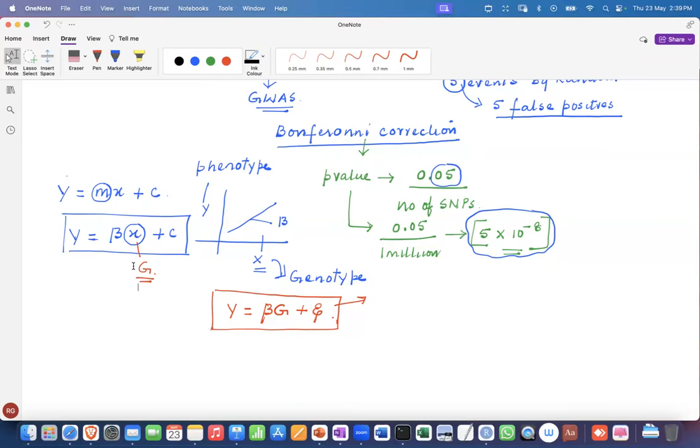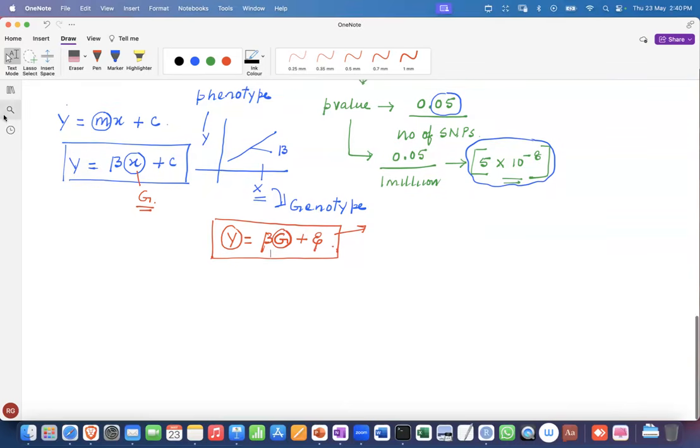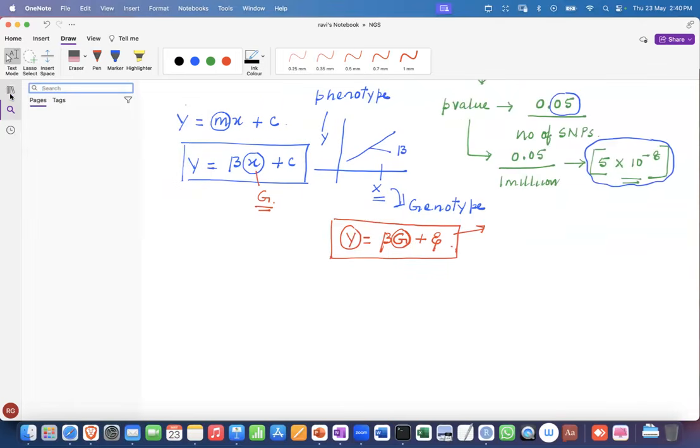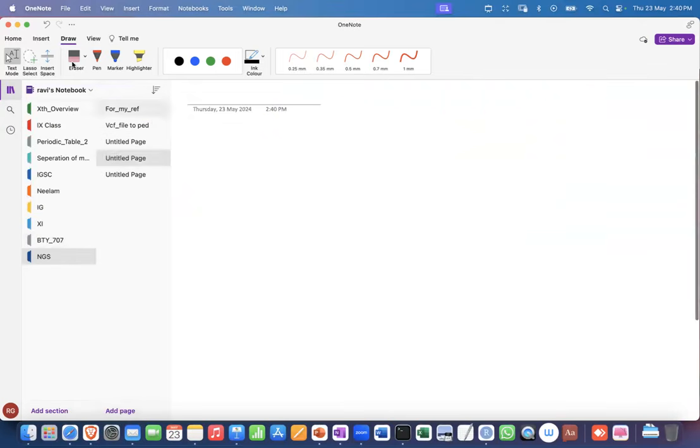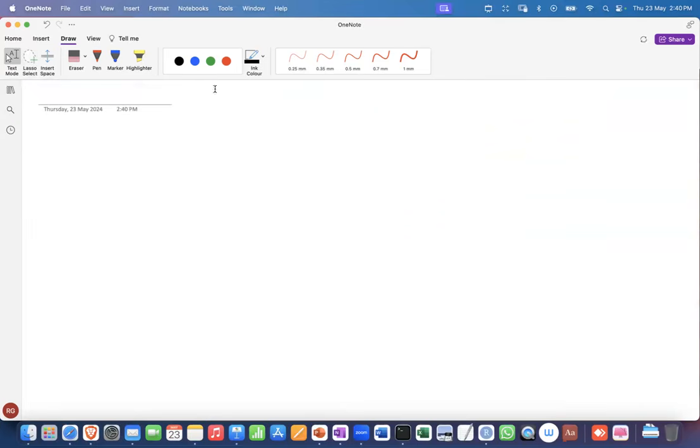Now what happens? You're not considering a single individual. When you say y, it is the phenotype of all the individuals. And when you say G, you are not talking about a single individual; it's the genotype of many individuals. And here comes in the concept of matrix. So I'll take a new page and we'll jump into it. Just give me a second. Now, what did I tell you? This is the equation: Y equals beta G plus E, or epsilon. And this is the equation.